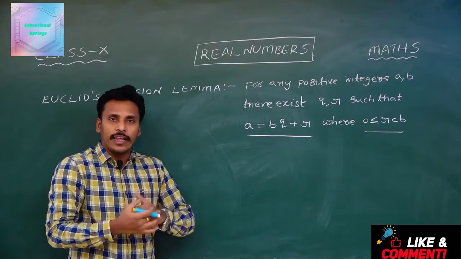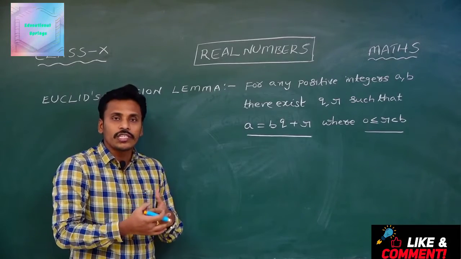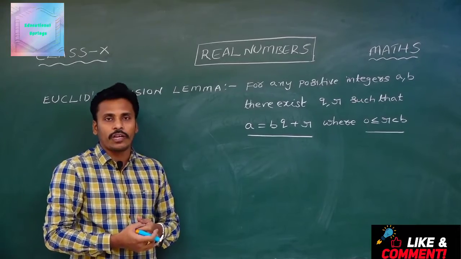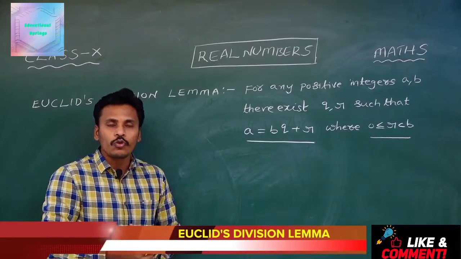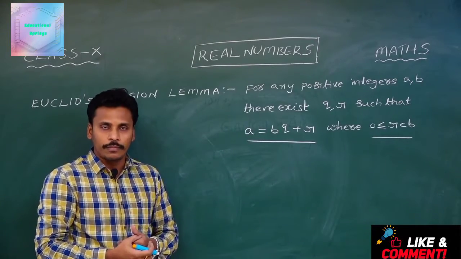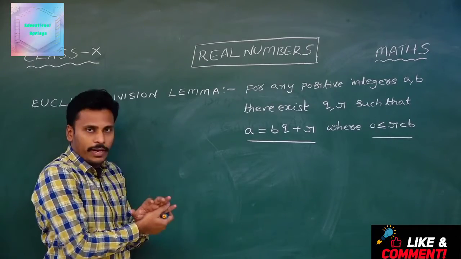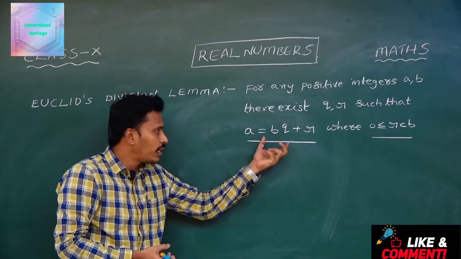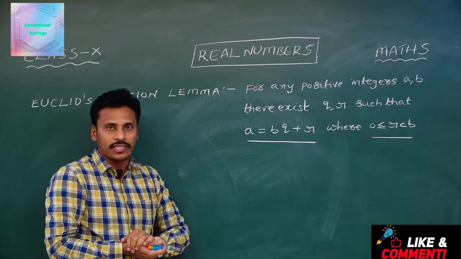This Euclid's division lemma has many applications in number theory. Euclid's division lemma has several applications related to finding properties of numbers. And now in this class we are going to prove certain properties of numbers using this Euclid's division lemma. For that, just revise Euclid's division lemma and its statement. For any pair a, b, we have the representation a = bq + r for 0 ≤ r < b.